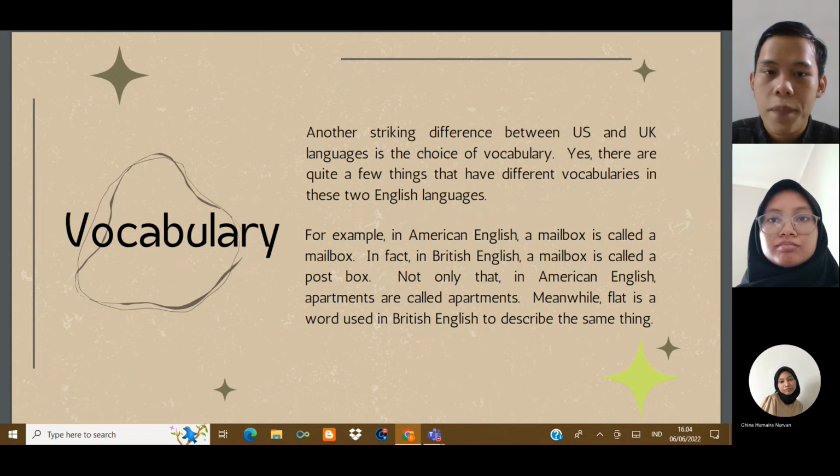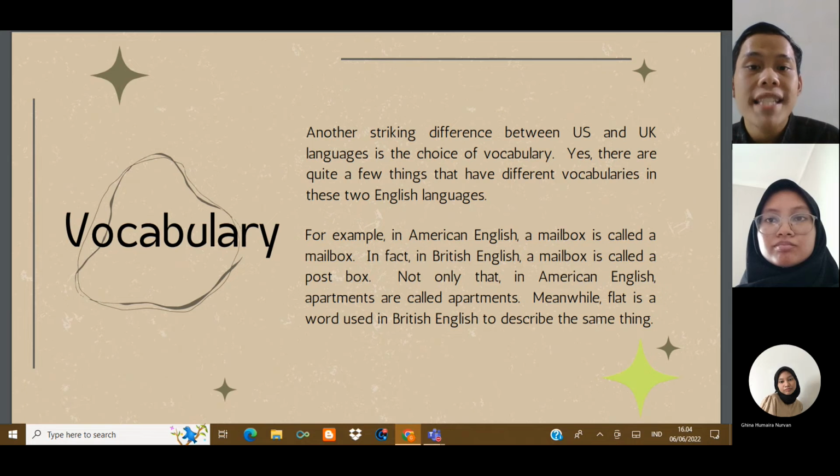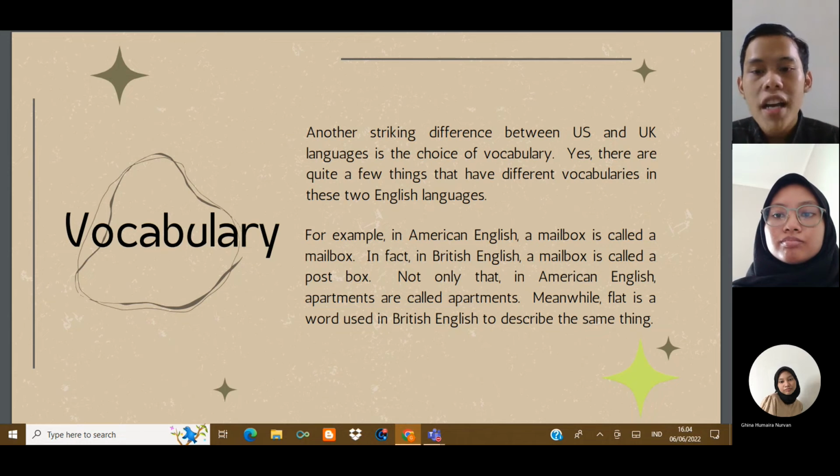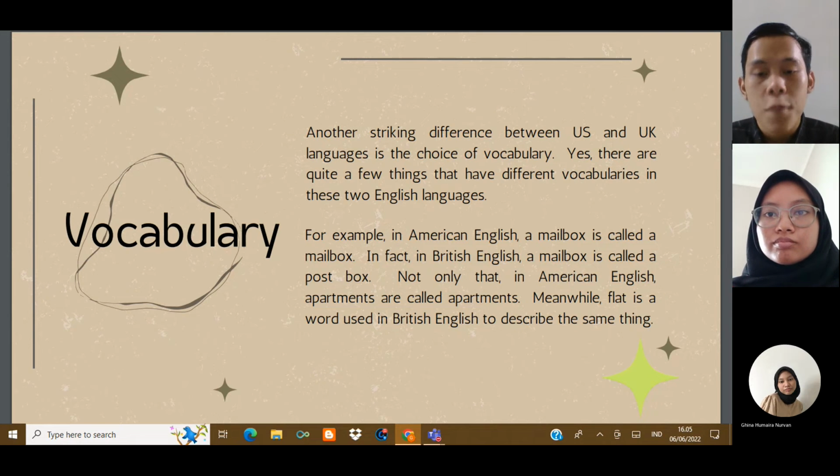The second one is vocabulary. Another striking difference between US and UK languages is the choice of vocabulary. Yes, there are quite a few things that have different vocabularies in these two English languages. For example, in American English, a mailbox is called a mailbox. In British English, a mailbox is called a postbox. Not only that, in American English, apartments are called apartments. Meanwhile, flat is a word used in British English to describe the same thing.